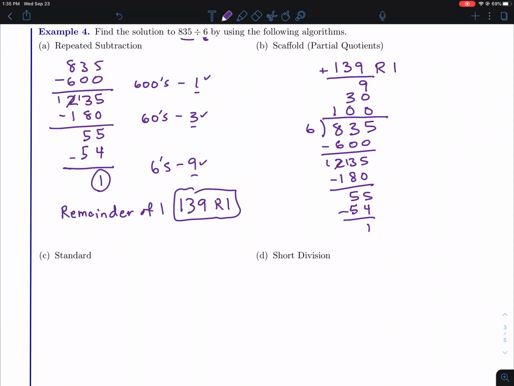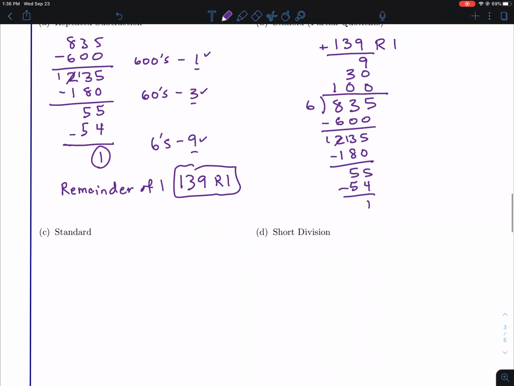So again, it's pretty close to the standard division algorithm. Like I said, the only difference is that instead of just carrying one number along, you're thinking about it in terms of how many hundreds, how many tens, how many ones, and actually writing that number down as we go along. But all right, so let's do standard real quick.